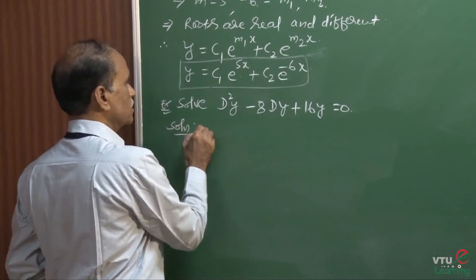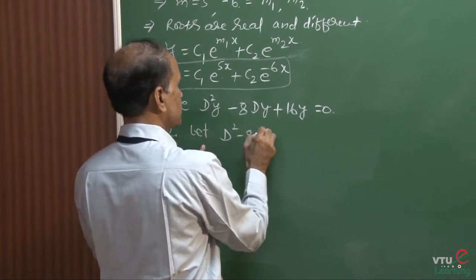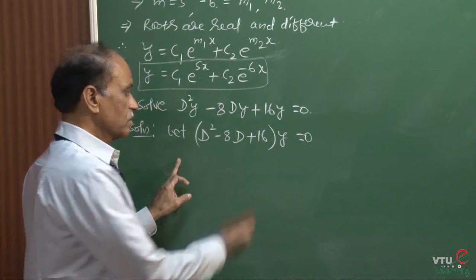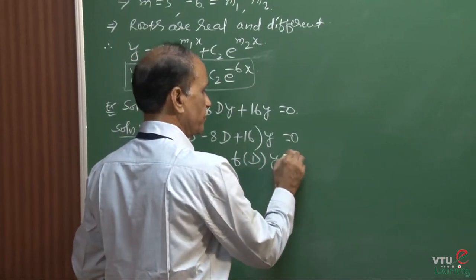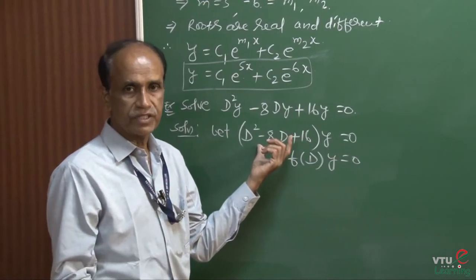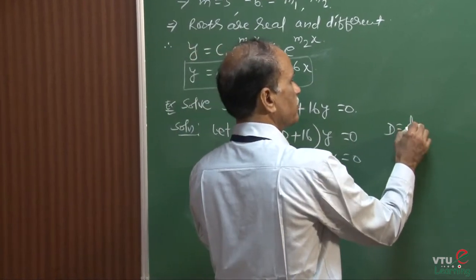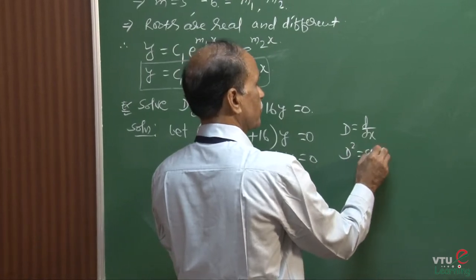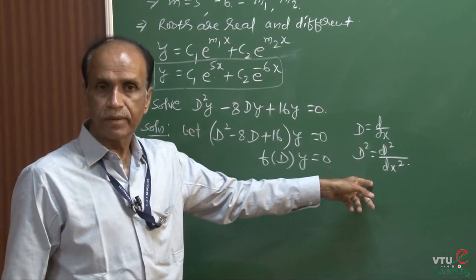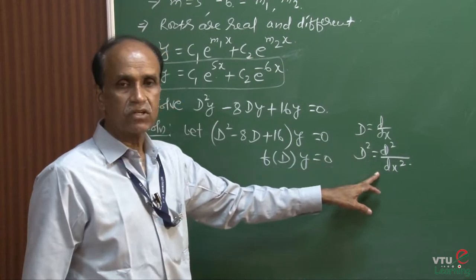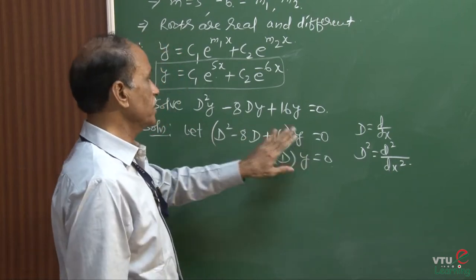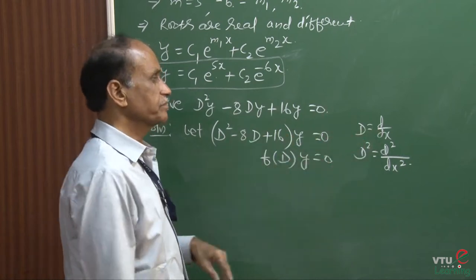In the solution, let d square minus 8d plus 16 operating on y is equal to 0. Once again, you can compare this with f of d, y is equal to 0. This is a function of the differential coefficient, where d is equal to d by dx, d square is equal to d square divided by dx square. This is called a linear differential operator. First order derivative and second order derivative, it is a symbol. Linear differential operator is a symbol. It is a derivative that operates on the dependent variable, as a result you will get dy by dx if you operate d.